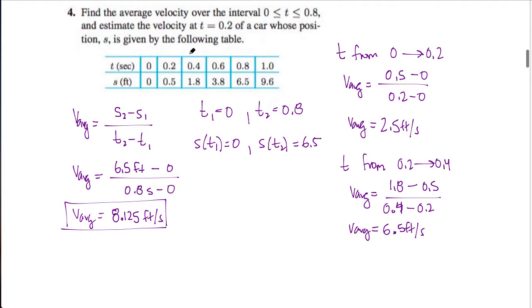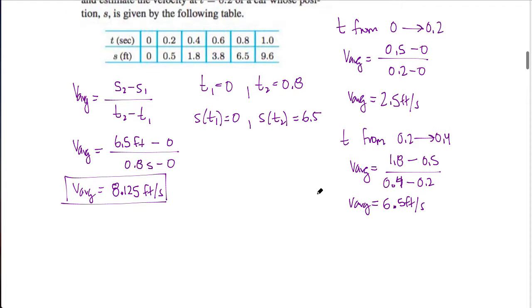So to estimate the velocity at t equals 0.2, I can just say it's going to be somewhere between 2.5 and 6.5. And so a good estimate might be between these two numbers, between 2.5 feet per second and 6.5 feet per second. And that's the best I can do. So I could say maybe around 4 feet per second would be a good guess.